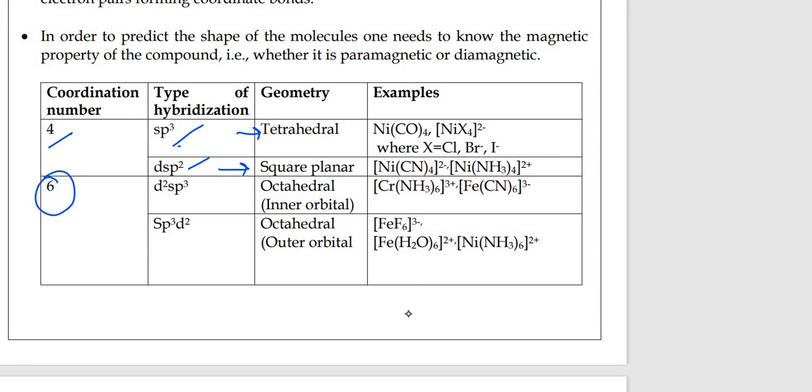When the coordination number is 6, hybridization can be d2sp3 or it can be sp3d2, depending upon which d orbital it is involving, whether it is involving the (n minus 1)d orbital or the nd orbital. Now, if it is d2sp3, it is octahedral and it's an inner orbital complex. When it is sp3d2, it is an outer orbital complex, because d is using the same n as s and p, so it is outer orbital. This d is using (n minus 1)d, so it is an inner orbital complex. So you need to know this table, very simple. We have done it earlier also.